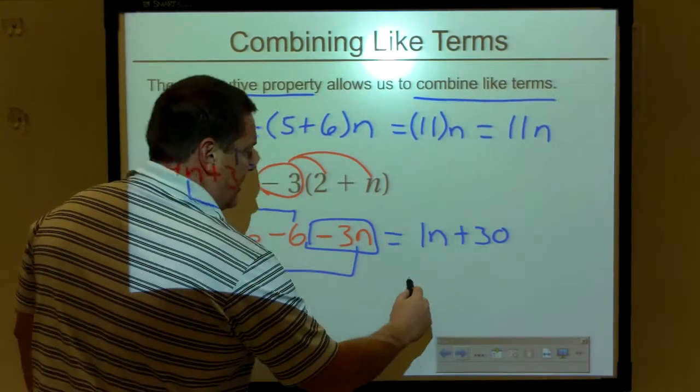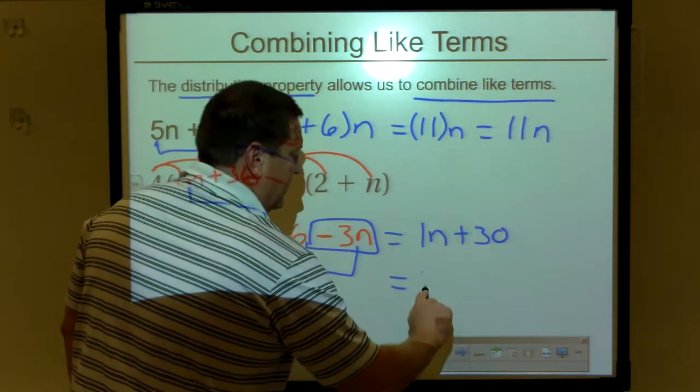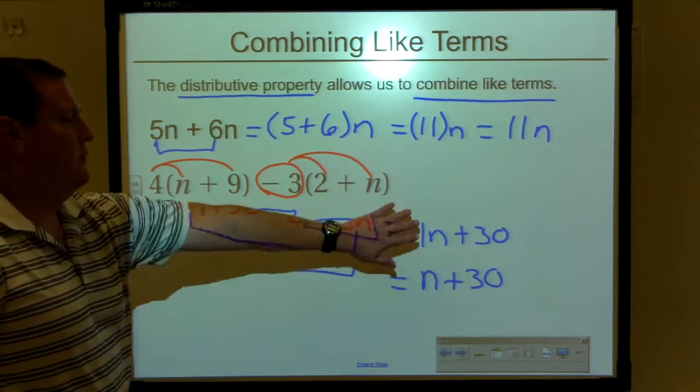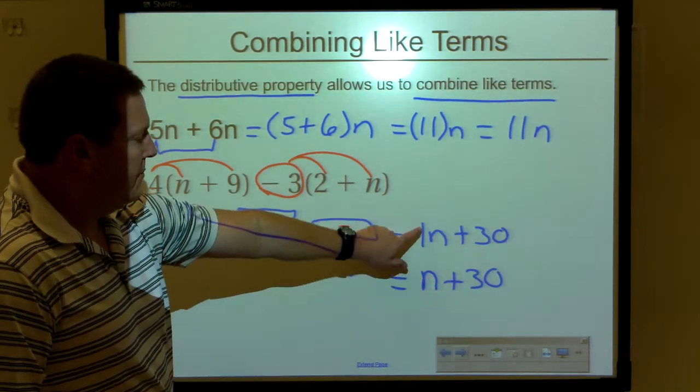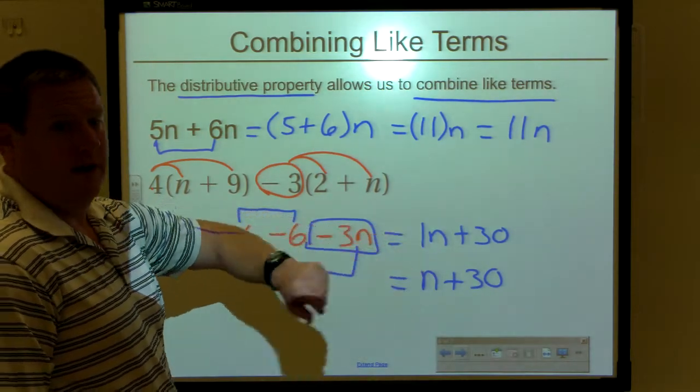And some of you might recognize that 1 times n is the identity property of multiplication, which means I don't really need it, so it's just n plus 30. Either one of these is okay, but get used to seeing it written this way, because a lot of the textbooks won't actually put a 1 out in front of it.